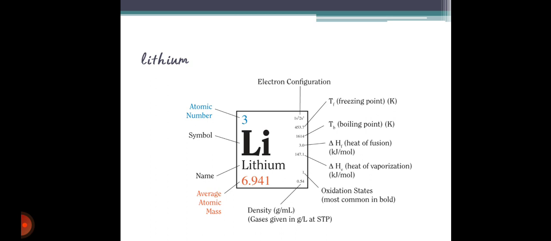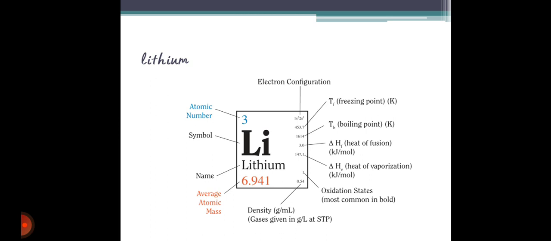Let's take lithium as an example. You can see here the atomic number is 3. The lithium's atomic number is 3, representing the total number of protons. And this is the atomic symbol, Li, which represents the element's name.